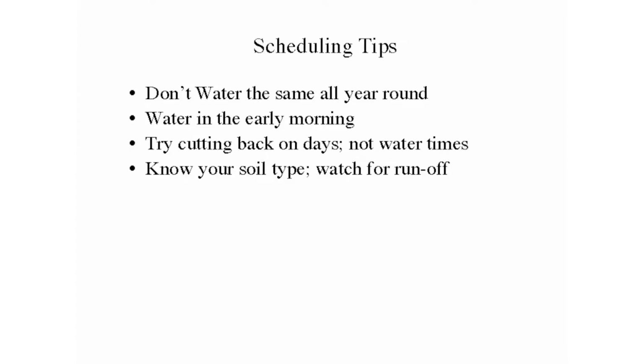So here are some scheduling tips, and this came directly from the book. Don't water at the same amount of time all year round. Temperatures are changing. Water early in the morning. In fact, there are usually regulations that say you have to be done by 8 a.m. Try cutting back on watering days rather than shortening run times. And then know your soil type, and watch for runoff.